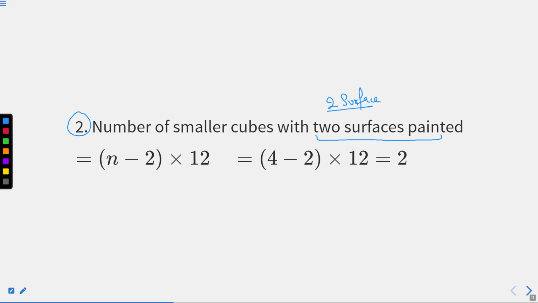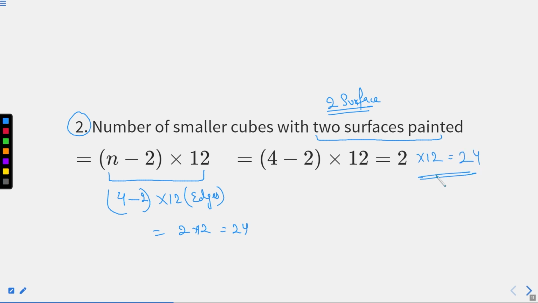How many surfaces? 2 surfaces. We know the formula for that. That is (n minus 2) multiplied by 12. We know the number of divisions, that is (4 minus 2) whole multiplied by 12, because of 12 edges. So the answer comes out to be 24, right? I hope you are clear with the second part of this question as well.